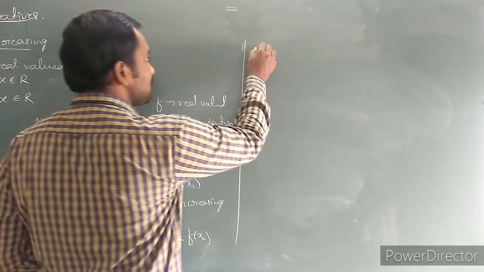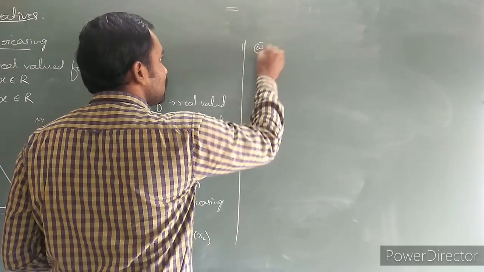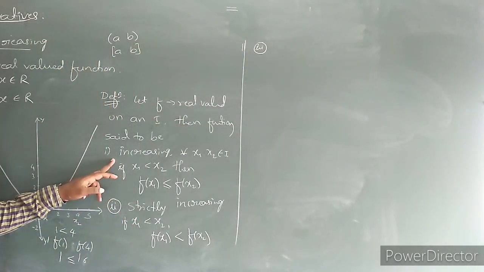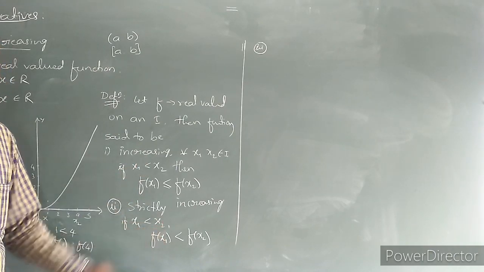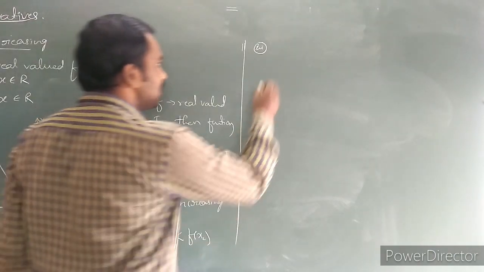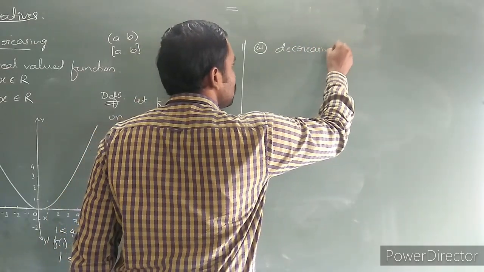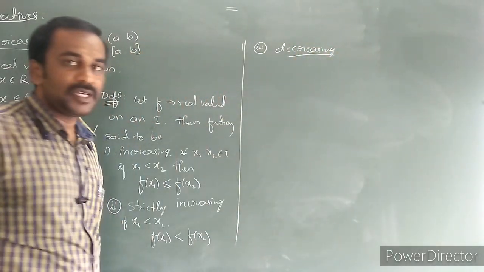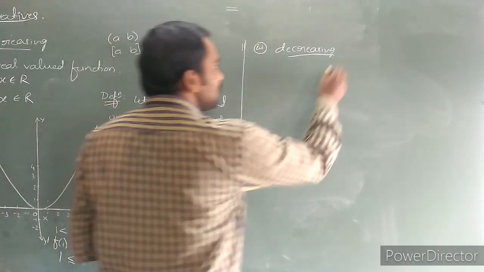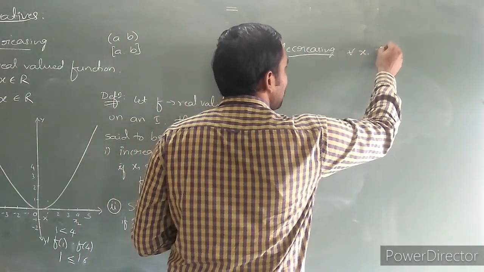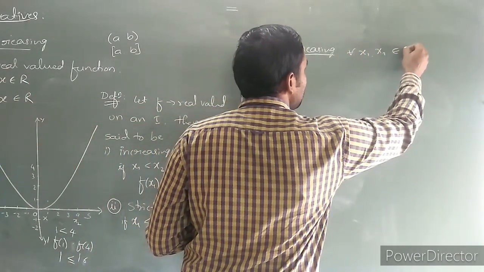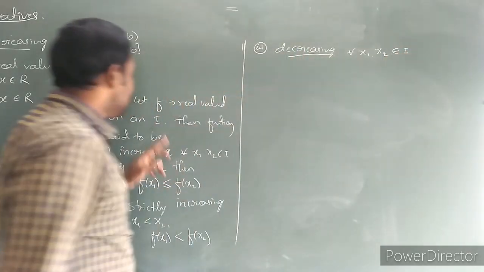Now the third condition. Previously we saw increasing and strictly increasing. The third case is decreasing. When the function is said to be decreasing, the same thing holds for all x1 and x2 belonging to the given interval I.